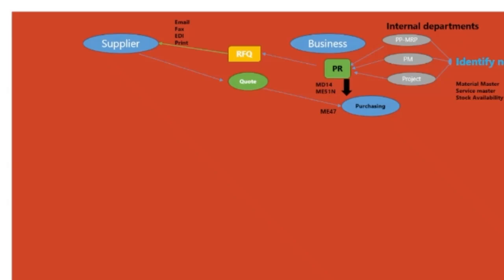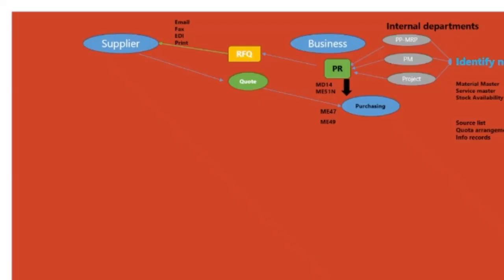The quotations are then compared for their financial and other feasibilities by using a transaction code ME49, which is otherwise known as price comparisons. After which the organization selects a particular vendor to supply the required materials or services. So here we have certain master data that needs to be checked, like source list, quota arrangement, and information record. That is called purchase information record or PIR.